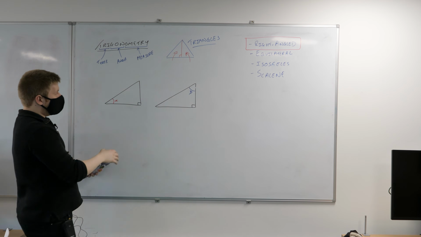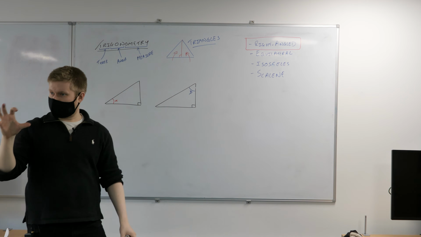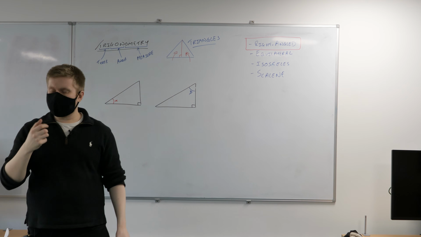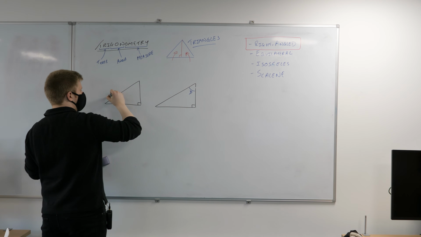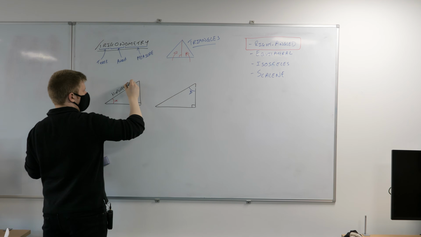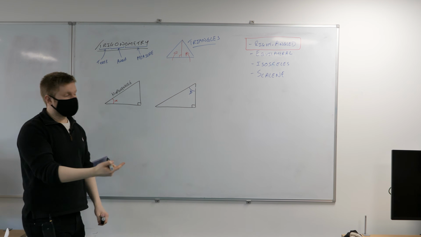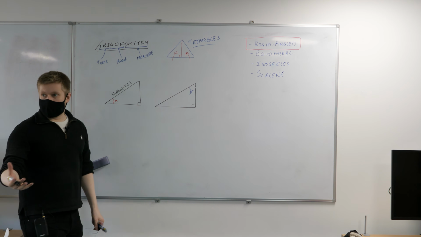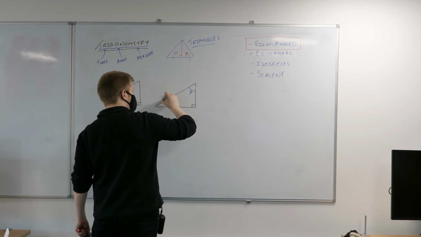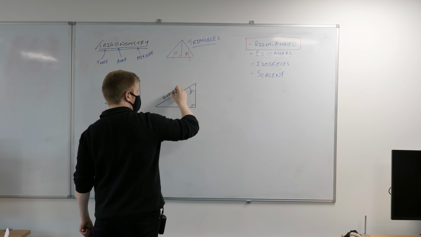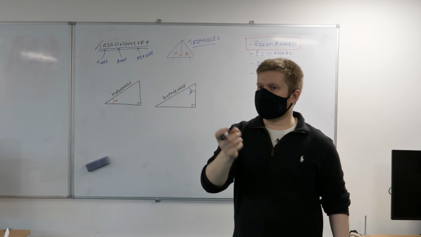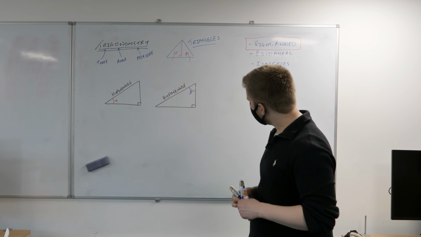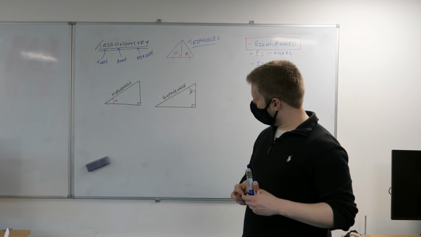Because this side has always got to be the longest side in a right angle triangle, we give it a special name. We call it the hypotenuse. In this other triangle, that side is still going to be the longest, so we're going to call that the hypotenuse again. So the hypotenuse is always the side opposite the right angle. It's always going to be the longest side. All right, fine. So what else can we notice then?